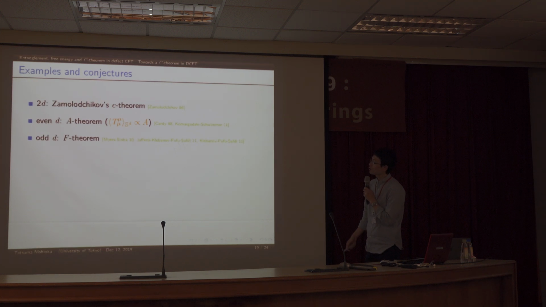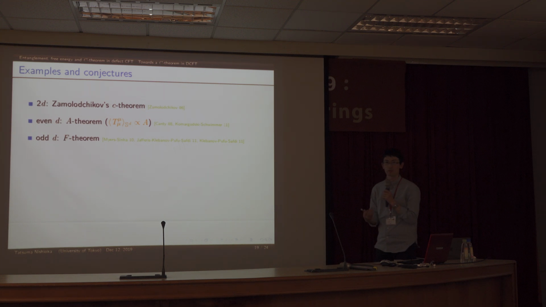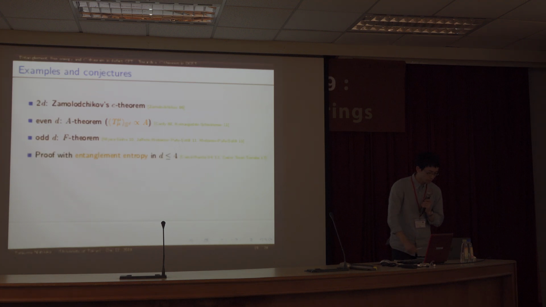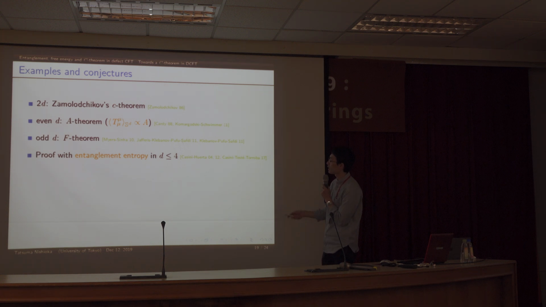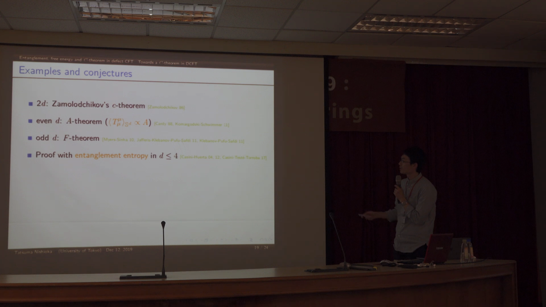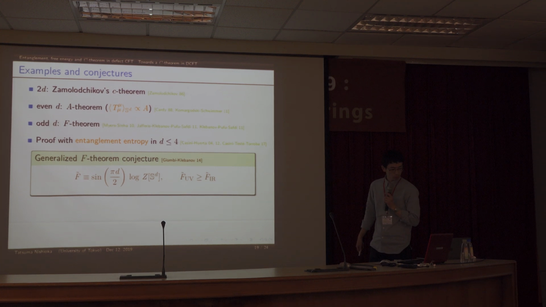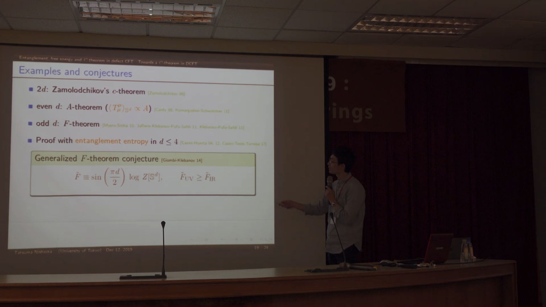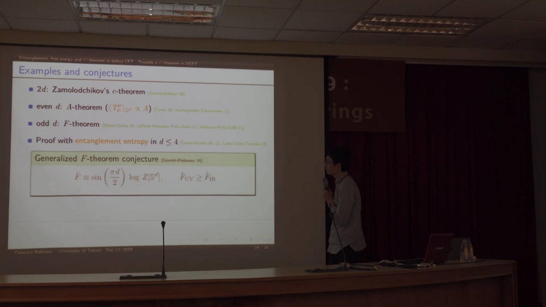On the other hand, in odd dimensions, there is no conformal anomaly, but there is a very interesting proposal known as the F theorem. The F theorem also uses the sphere partition function as a measure of degrees of freedom. And there are interesting proofs using the monotonicity of entanglement entropy when d is less than or equal to 4. But all of these can be generalized to a generalized F theorem conjecture. To my best knowledge, this is the most general conjecture for the higher dimensional C theorem.